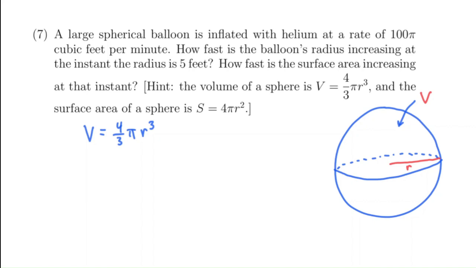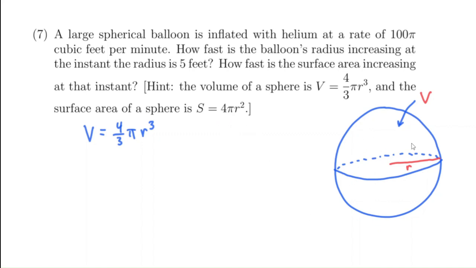All right, number 7 says a large spherical balloon is inflated with helium at a rate of 100 pi cubic feet per minute, or that's about 314 cubic feet per minute. How fast is the balloon's radius increasing at the instant the radius is 5 feet? And then also, how fast is the surface area increasing at that instant? Now, we're given the formula for the volume of a sphere and also the surface area of a sphere. And notice this is actually quite similar to our problem that we did with the bacteria cell, but there we weren't asking this additional question about surface area.